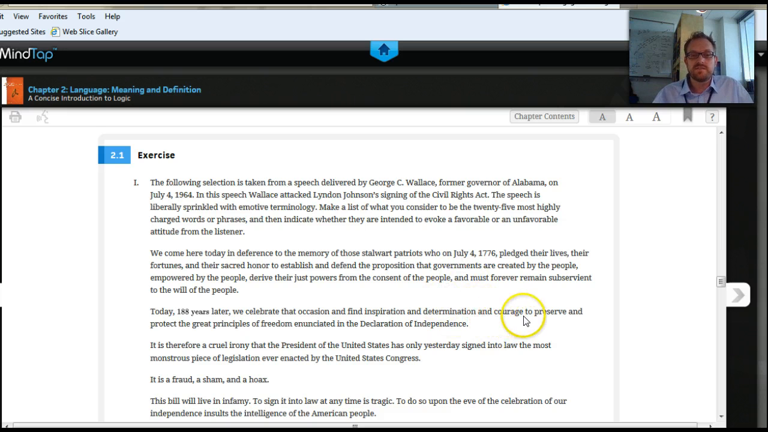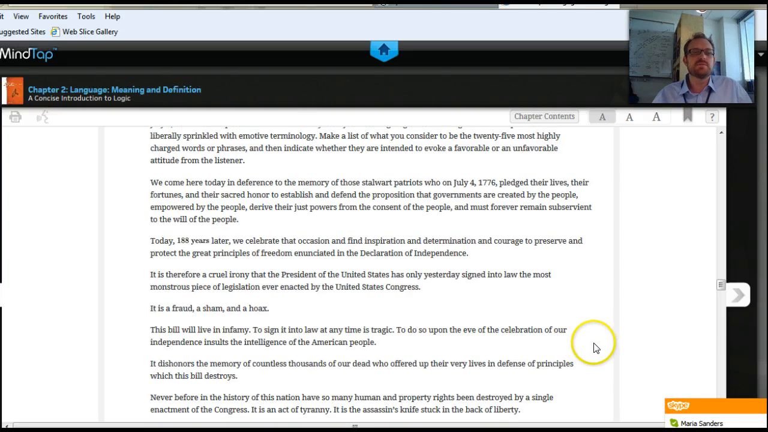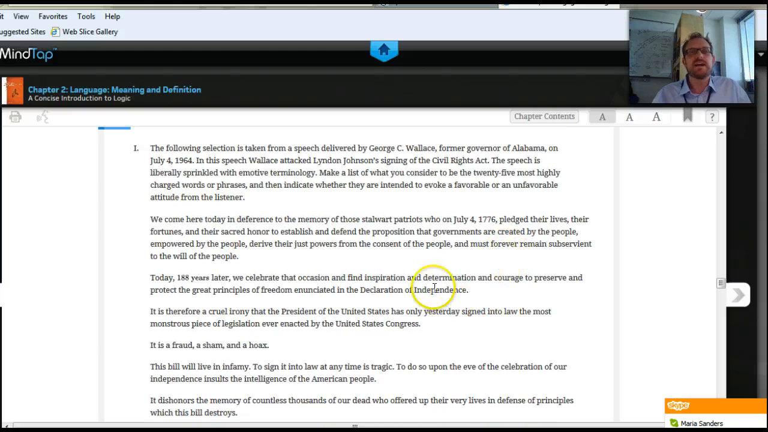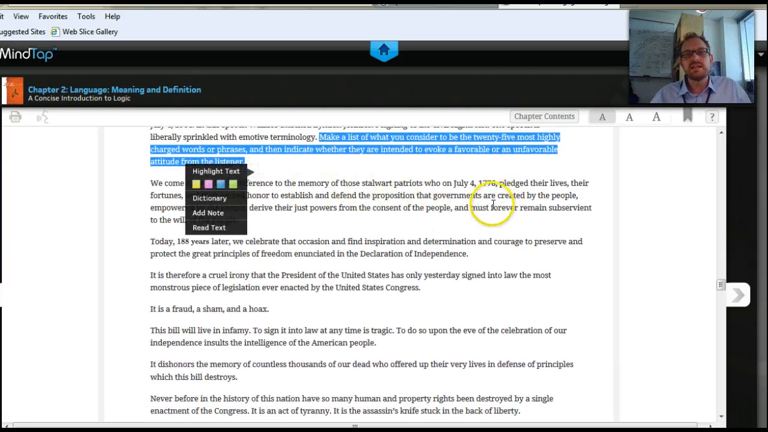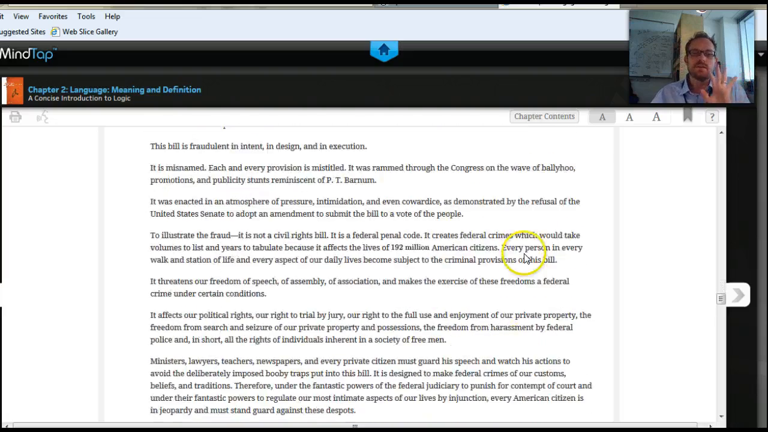It's actually a very, very famous speech, but it's heavily laden with value language. So, for instance, the first thing you're essentially asked to do is to evaluate this speech. What you want to do, number one, is make a list of what you consider to be the 25 most highly charged words or phrases, and then indicate what they're intended to evoke, whether it's a favorable attitude or not, and I basically isolate what the value claims are. That's what you have to do.